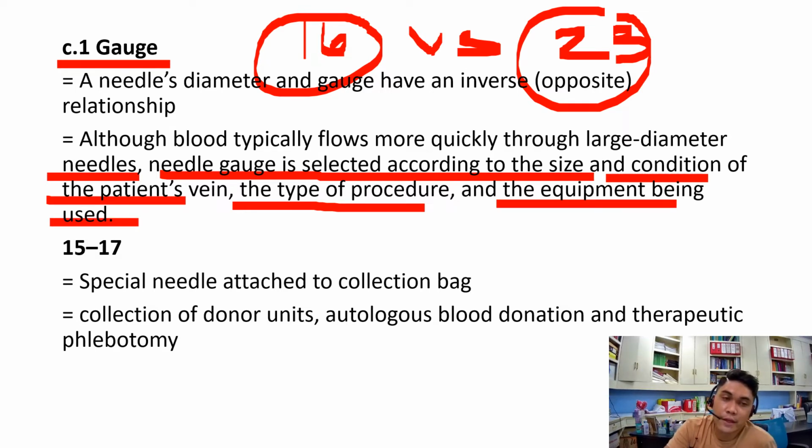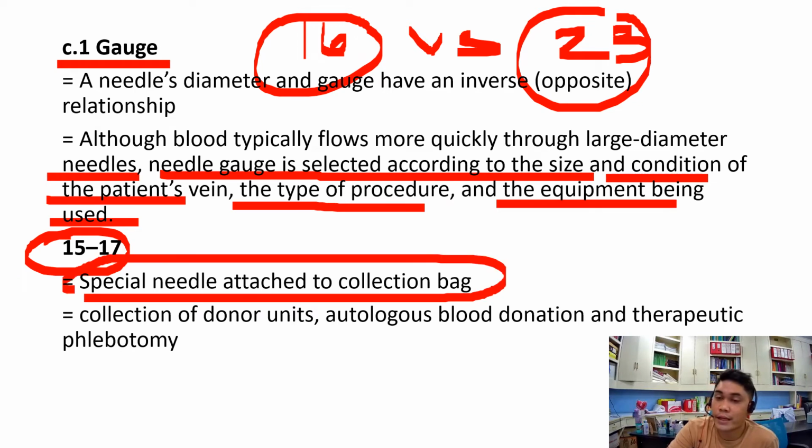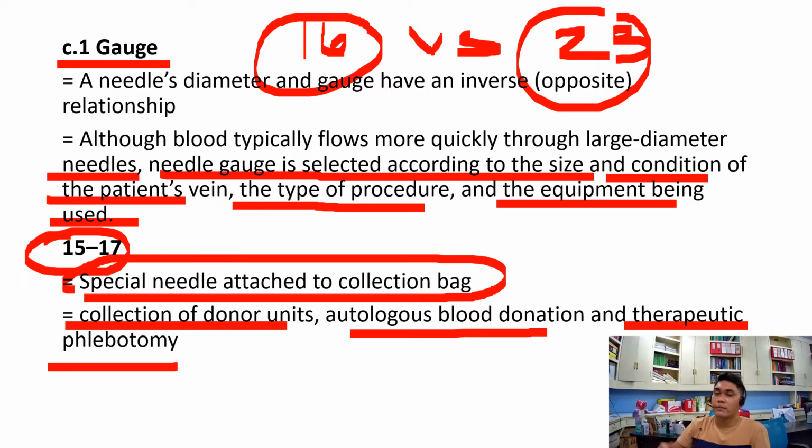Now next, regarding gauges, you have 15 to 17. It's a special needle attached to a collection bag, usually used for blood donation. Okay, so collection of donor units, autologous blood donation, and therapeutic phlebotomy. An example of therapeutic phlebotomy is in cases of polycythemia vera. In polycythemia vera, there is an increased count of RBC, an abnormally high RBC count. So one of the ways to manage polycythemia vera is to remove some of the RBCs through therapeutic phlebotomy. Okay, so that's for gauge 15 to 17.